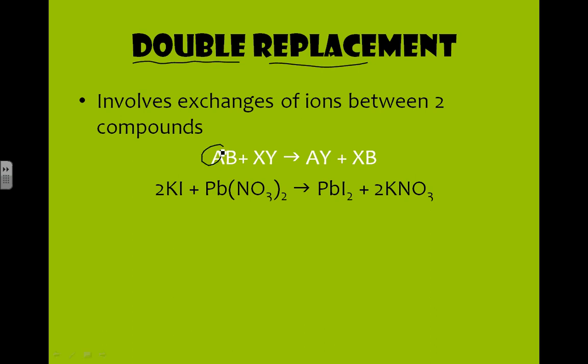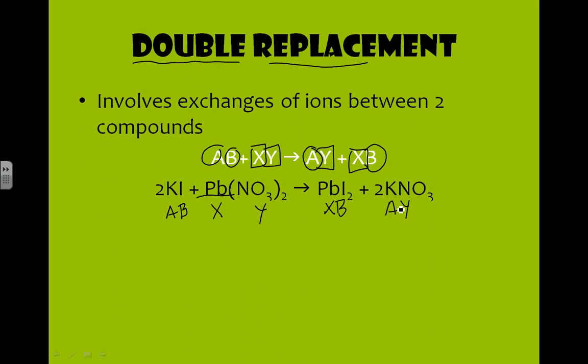So you can see circle, circle, square, square. And then they're going to flip here. We're going to have AY and then XB. So here, for example, potassium is A, iodide is B, lead is X, nitrate is Y. We're going to have lead, which is going to be our X, and then iodide is our B, potassium is our A, and then nitrate is our Y.